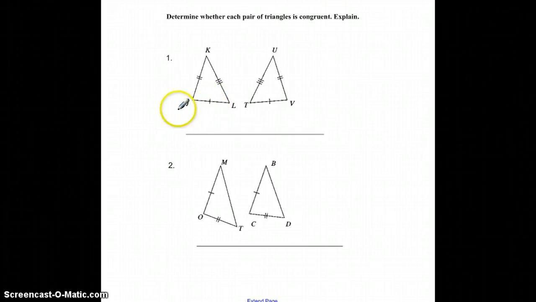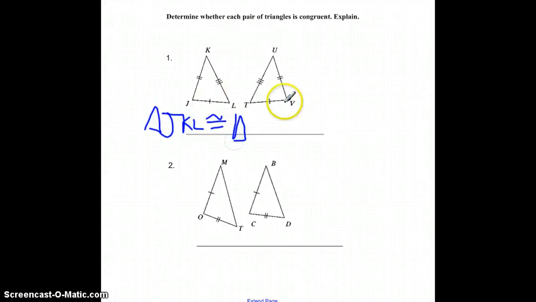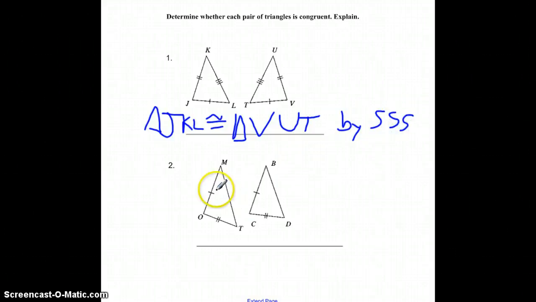So yes, triangle JKL is congruent to triangle, we got to make sure we line it up. So J to K is this two tick side, going away from the one tick side. So let's start here, the V to U. V, U, T. And we know this because it's side, side, side. Side, side, side.